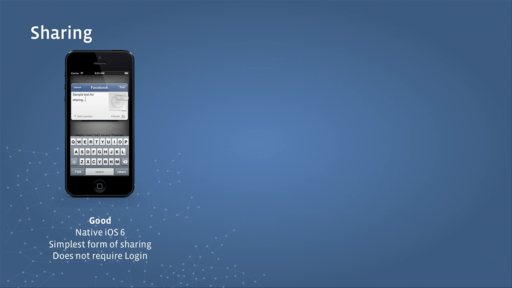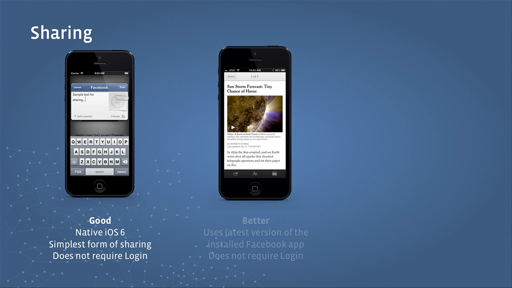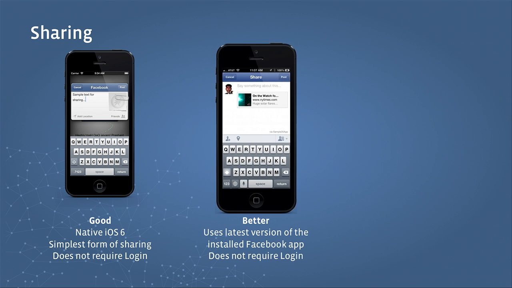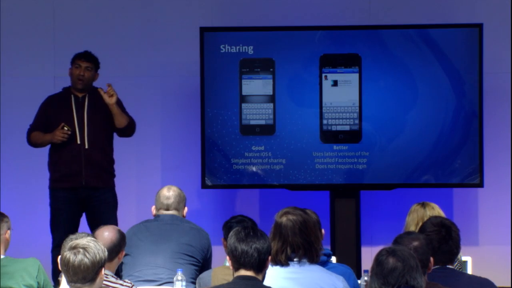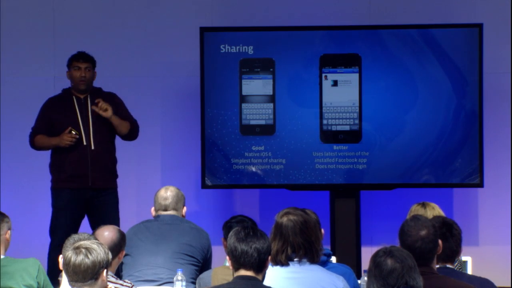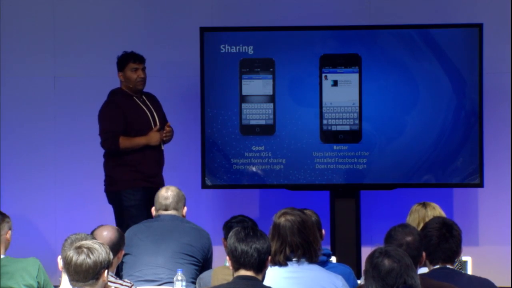In New York 2 weeks ago, we unveiled a new form of sharing called the Native Share Dialog. This uses the latest version of the installed Facebook app. Here, again with one line of code, Facebook login is also not required. You invoke this dialog box, and then we will, what we call fast app switch, from your app to the Facebook app, where the user can then preview the story, as you can see in this little screenshot.